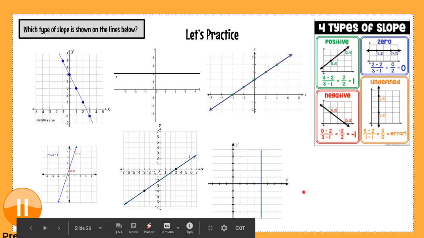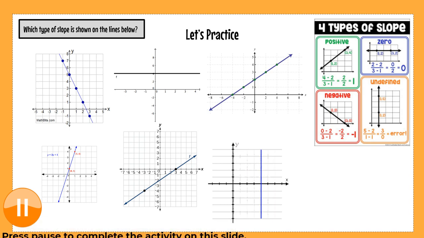So what I want you to do is decide which of the 4 types of slope these 6 graphs are. So I want you to pause the video, figure out what type of slope is shown, and then come back and we'll check your work together.